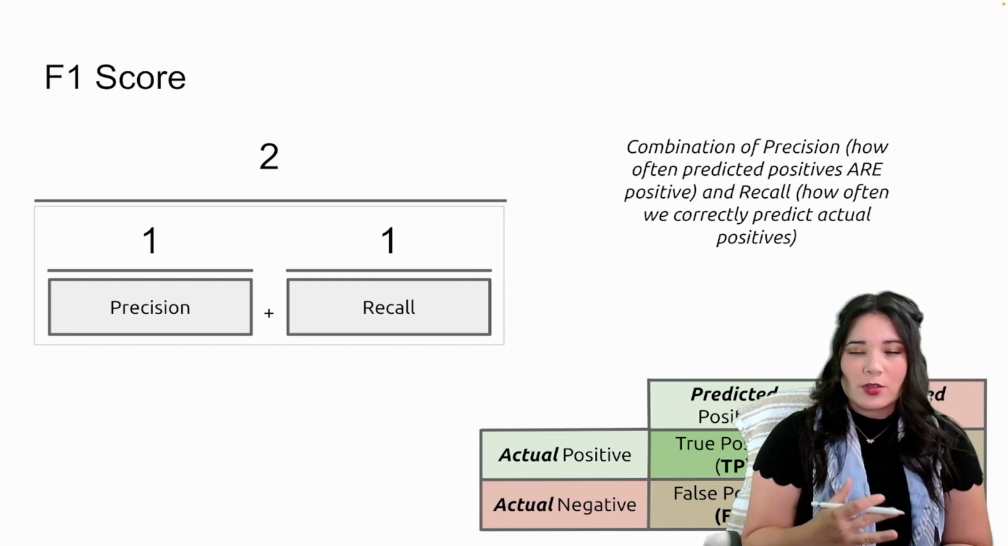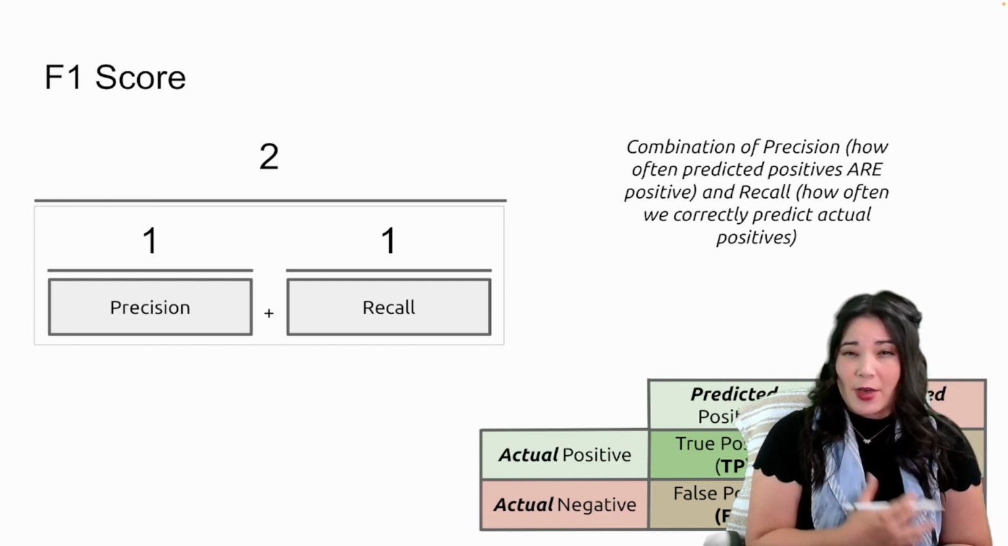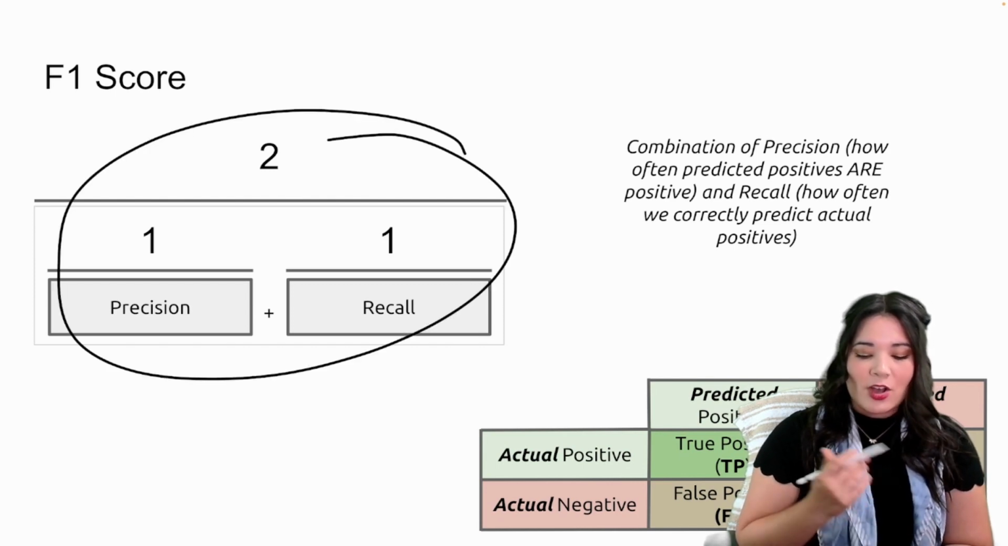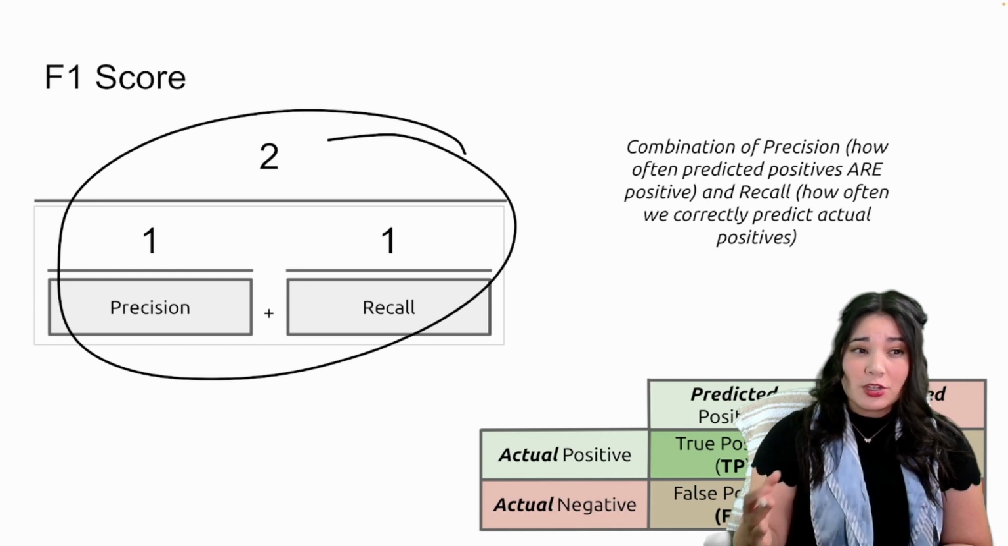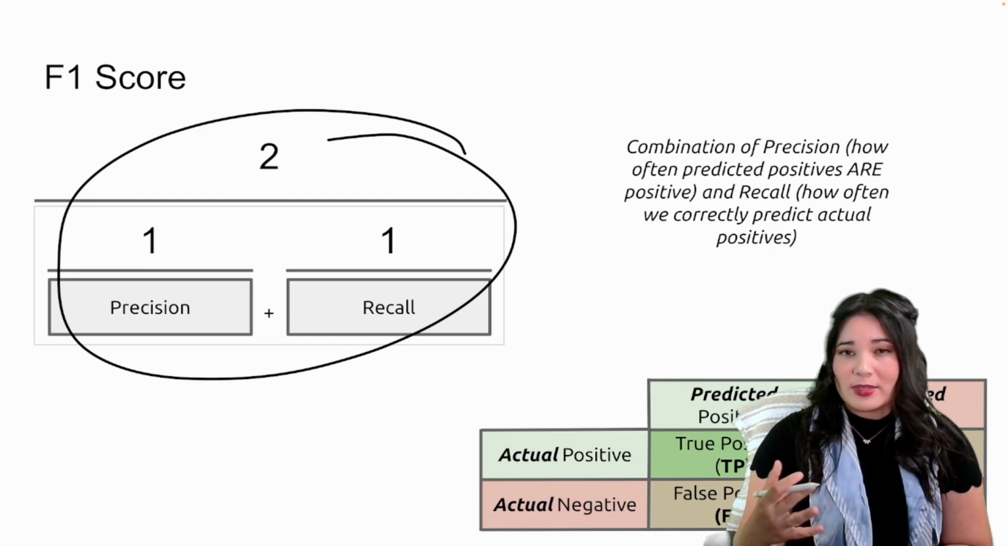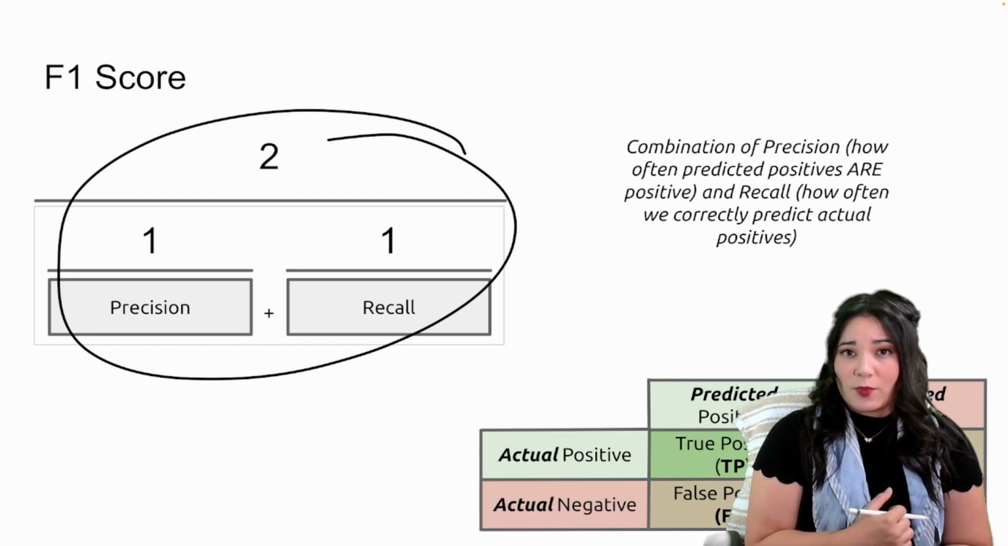An F1 score doesn't have as intuitive of an interpretation as the other metrics we just talked about because basically it's calculated as a combination between precision and recall. So if you want a metric that tells you both about precision and recall at the same time, you're going to want to use an F1 score.